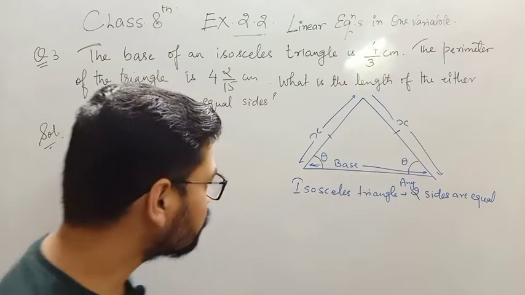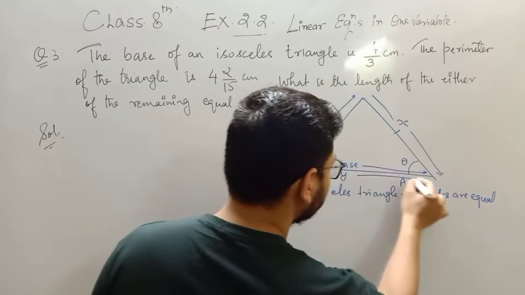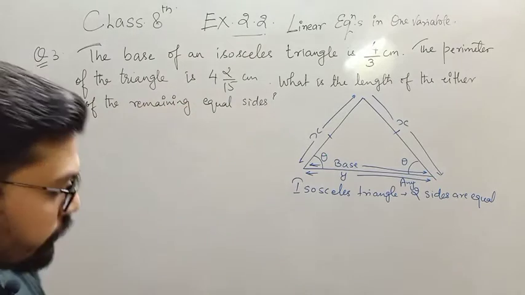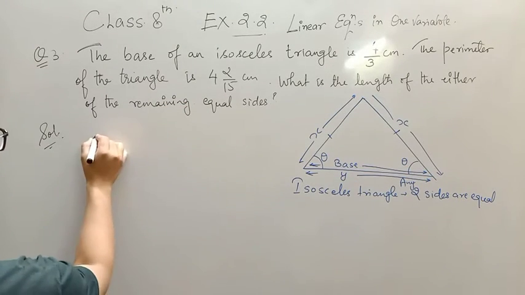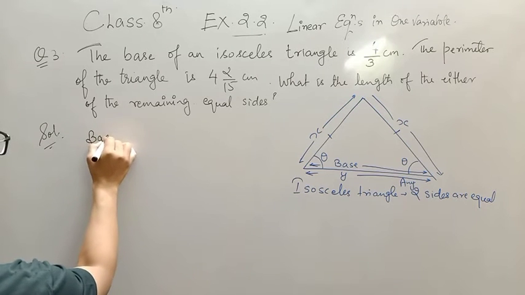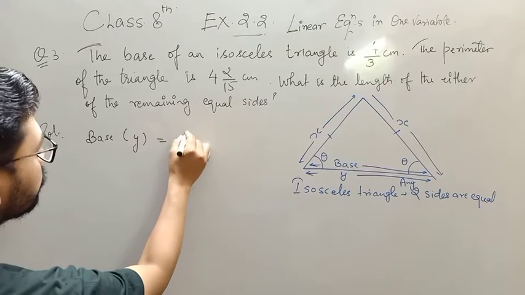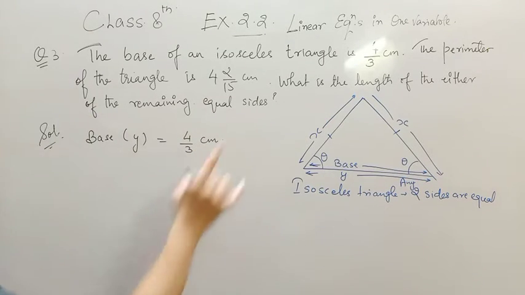And this is the base of an isosceles triangle, and let's say the base is equal to y. Now the base of an isosceles triangle is given, so you can write base, let's say y, is equal to 4 upon 3 centimeters. Perimeter.